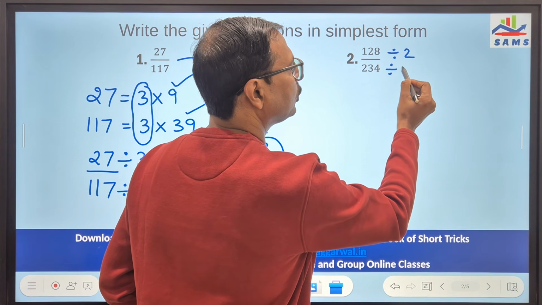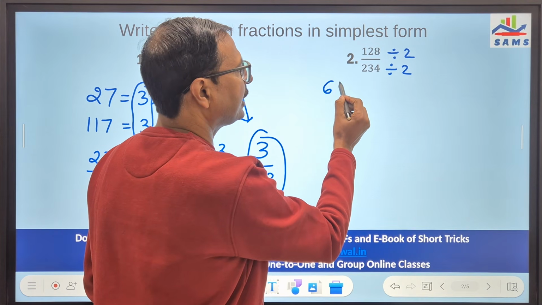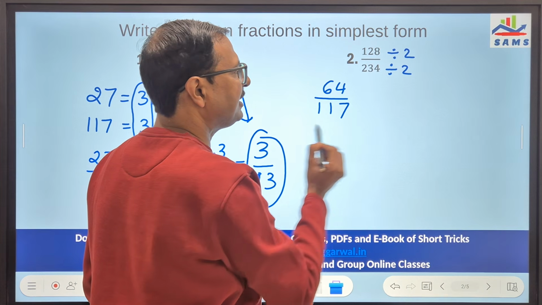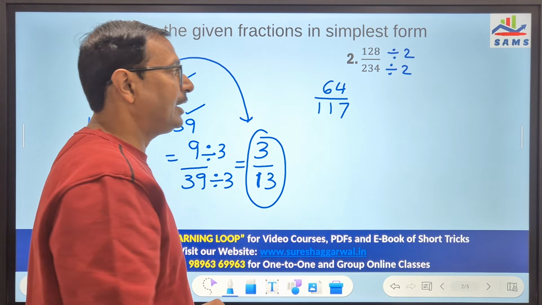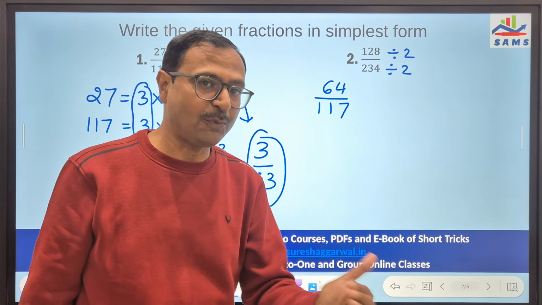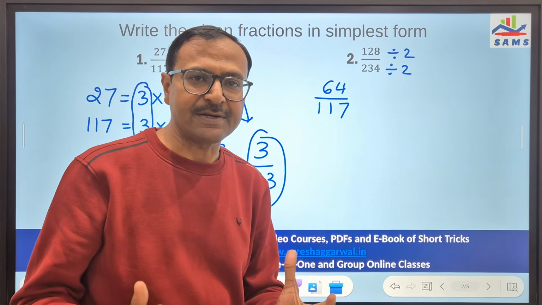So when I divide both of the numbers by 2, I will get 64 in the numerator and 117 in the denominator. And now I need to check by which number these numbers 64 and 117 are divisible. For that I will try to make factors.